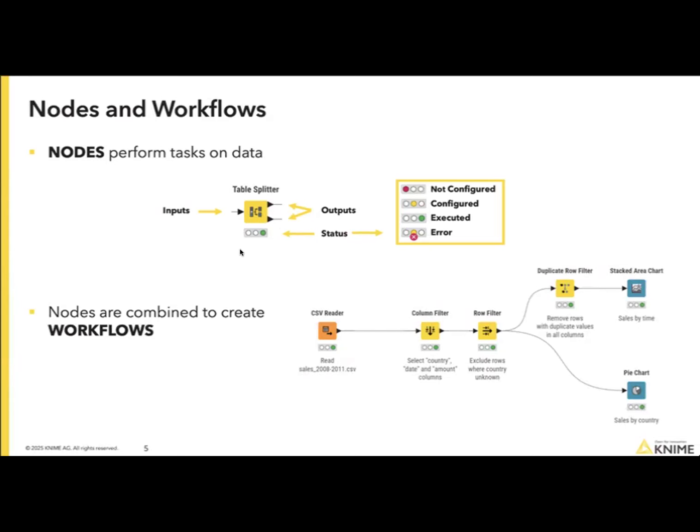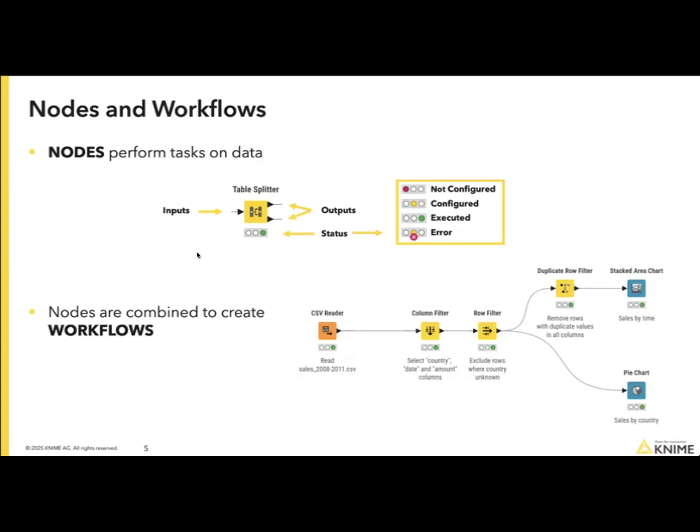And once you execute it, it turns into green if everything goes well. And if not, you get a little red cross at the top. And if you hover your mouse over it, you can see what the error was. For example, if you have as input a table with 10 rows, and in the configuration, you tell the node to split it such that you should have 11 rows at the top, you're going to have an error, right? Because there are no 11 rows, there are only 10 rows.